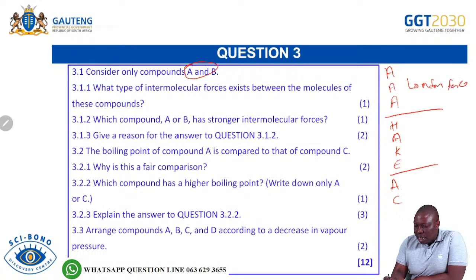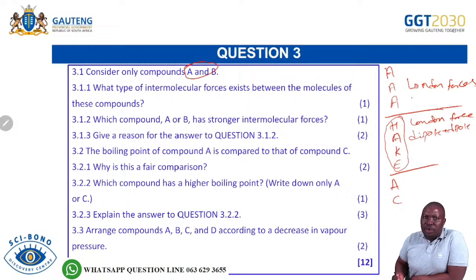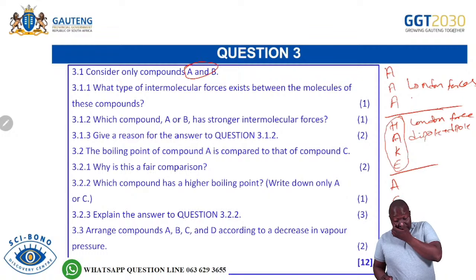London forces. And the haloalkane, the HAKE, so I say AAA, they have London forces. The HAKE, which is your haloalkane, aldehyde, ketones, and esters, these ones have London forces and dipole-dipole. So don't forget, these ones have dipole-dipole interactions. So obviously, the strength of the intermolecular force found in all these 4 will be greater than this one, because these ones only have London forces. So you have to know.